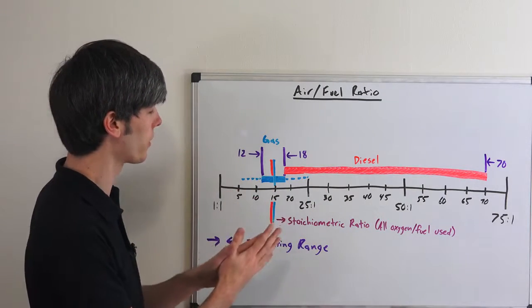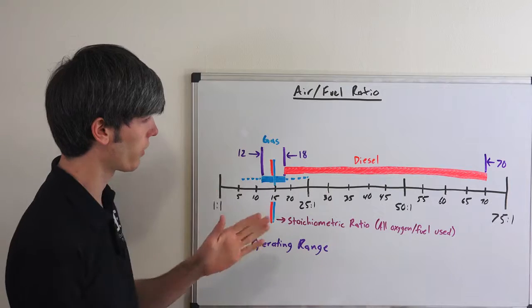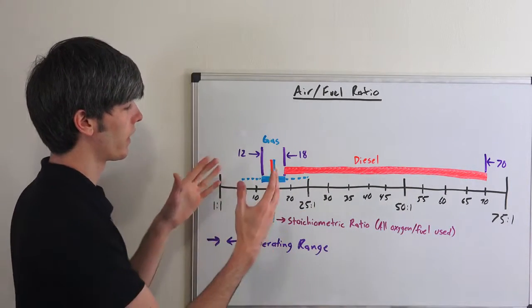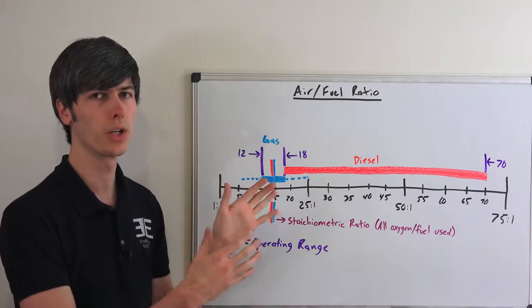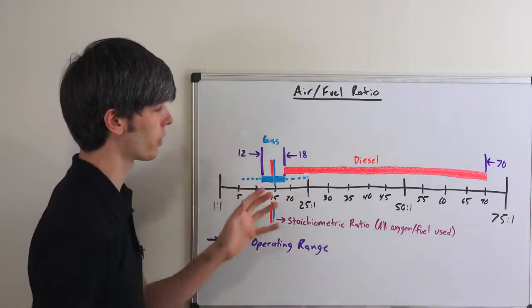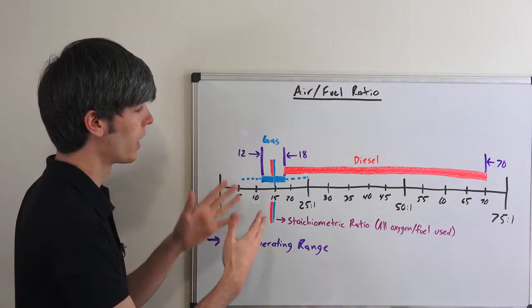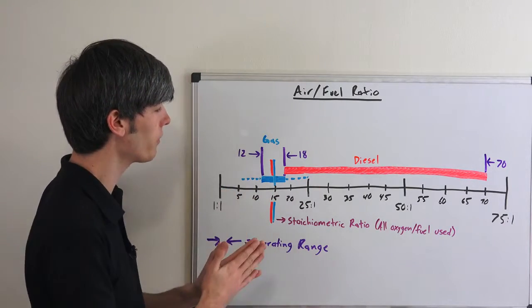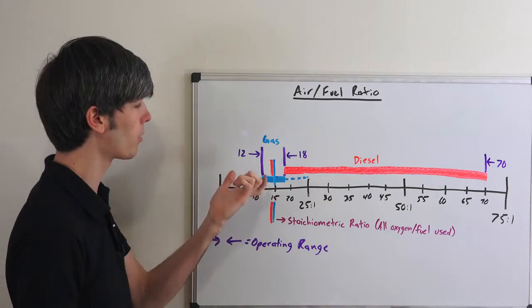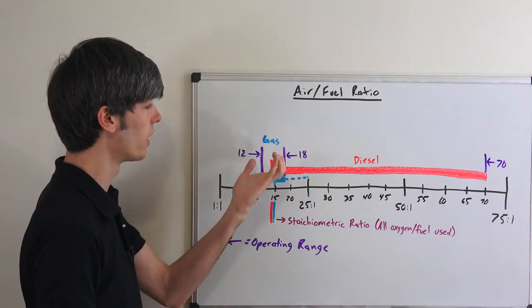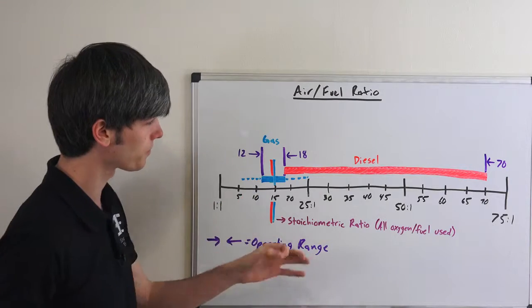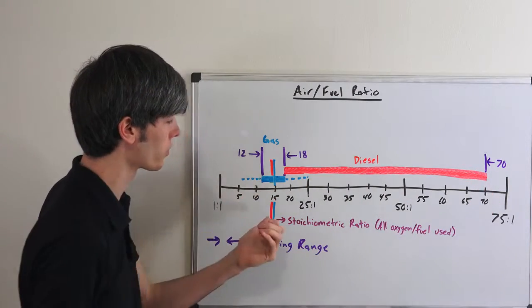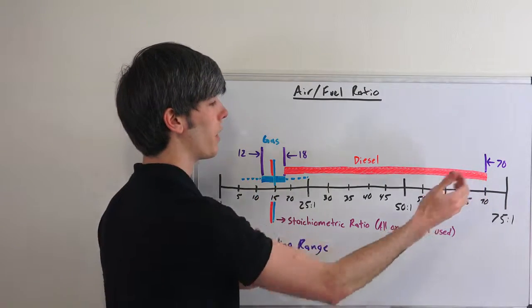So the interesting thing about this, and here we just have a chart of air-fuel ratios from 1:1 to 75:1, is that although they have the same stoichiometric ratio, they operate in vastly different ranges. A gasoline engine can combust from an air-fuel ratio of about 6:1 to about 25:1, but typically engines operate in the 12 to 18:1 range. A diesel engine, on the other hand, operates on a much larger scale, from about 18:1 to about 70:1.